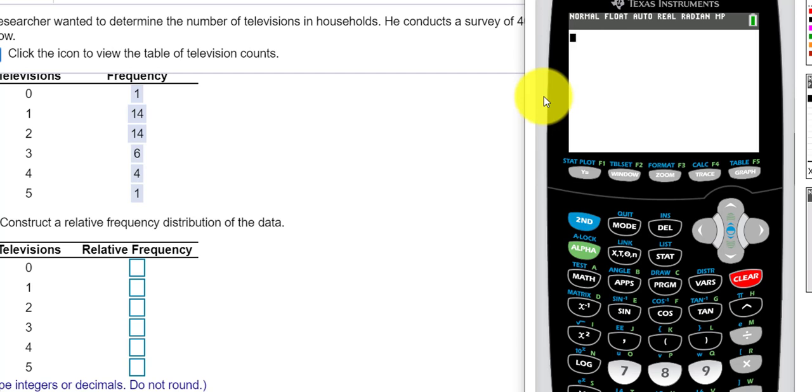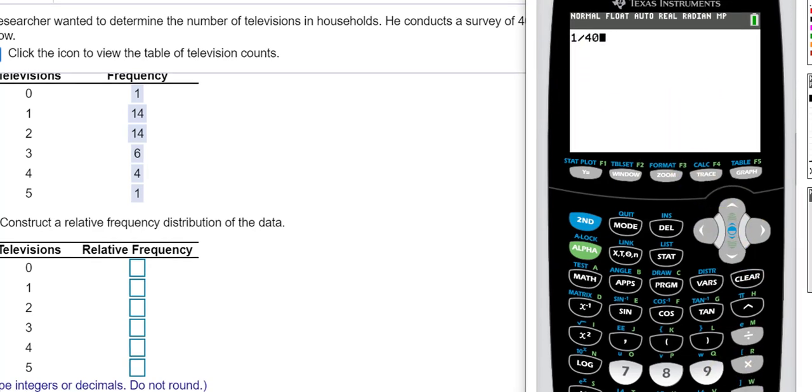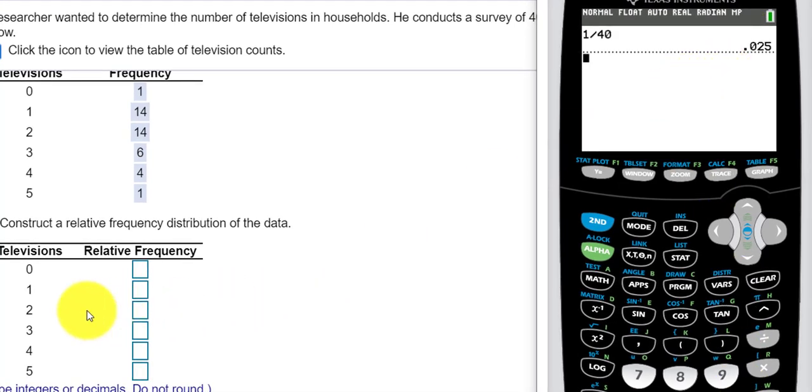1 divided by 40. And then 2 divided by 40. Oh, actually, it's not 2 divided by 40. It should be 14 divided by 40. Excuse me. I press enter. These are the values that I'm going to enter here, here, and so on, right? 1 divided by 40 was 0.025. 14 divided by 40 was 0.35.